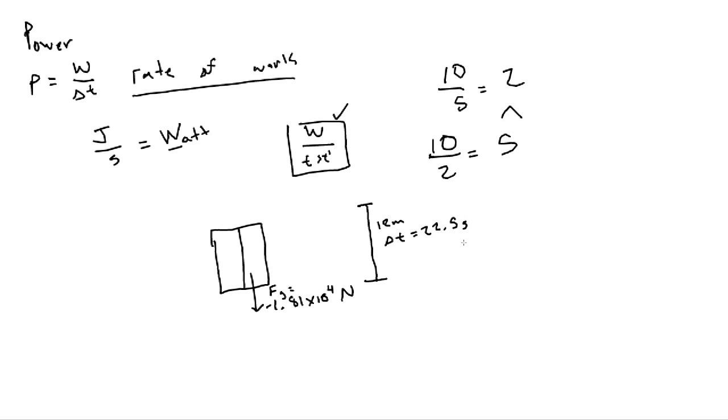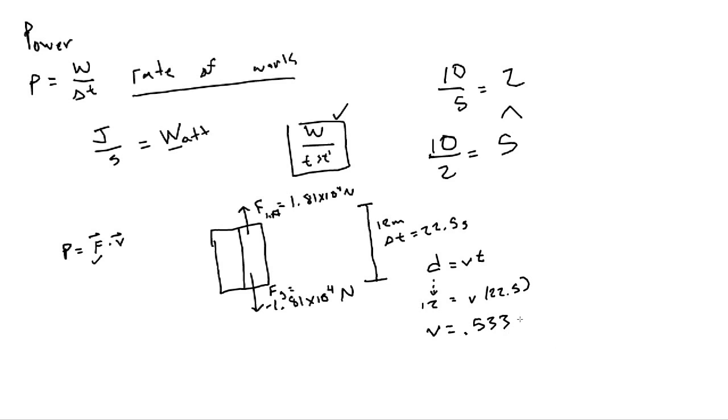Okay, so this leads us to our other definition of power, which is our force times our velocity. If the force due to gravity is this, that means my lift force, the force that the motor is providing, is positive 1.81 times 10 to the fourth newtons. So I've got my force, but now I need to know what my velocity is. To get that, I'm going to use d = vt. Distance equals velocity times time. I know my distance, it is 12. And I know my time, it is 22.5. So I am going to divide both sides by 22.5 to get a velocity of 5.3333, so we'll just go 5.33 repeating, and that is in meters per second.